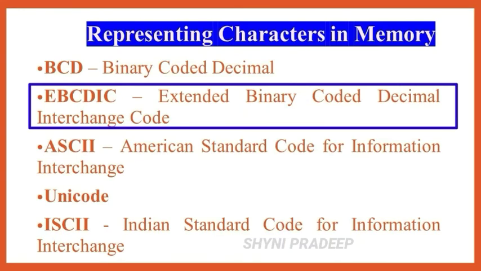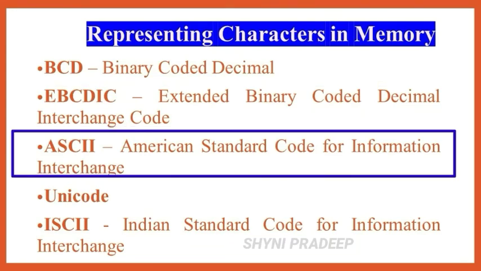Okay, EBCDIC encoding system is formulated by International Business Machine, which means IBM. This coding system can handle 255 characters. Next, this ASCII, it is most popular encoding system recognized by United States. Most of the computers using this system. This encoding system can handle English characters only. This can handle 27 bits, which means 128 characters.